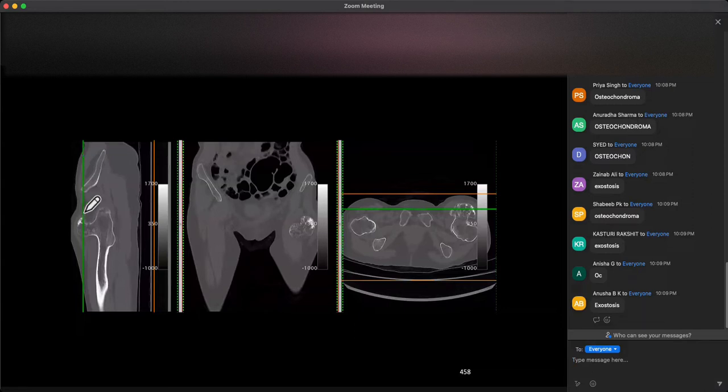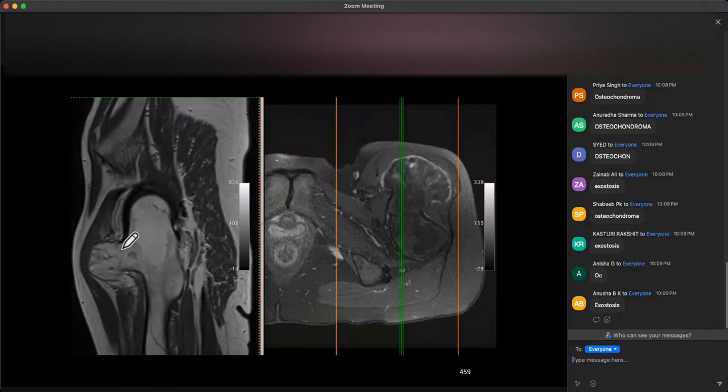Okay, so looking at previous films is really useful. And obviously, you also need to check the patient's symptoms. So if the patient's got increasing pain, that can sometimes be a marker of malignant change. But we really need to do an MRI scan in this situation. And the MRI shows the cartilage cap.